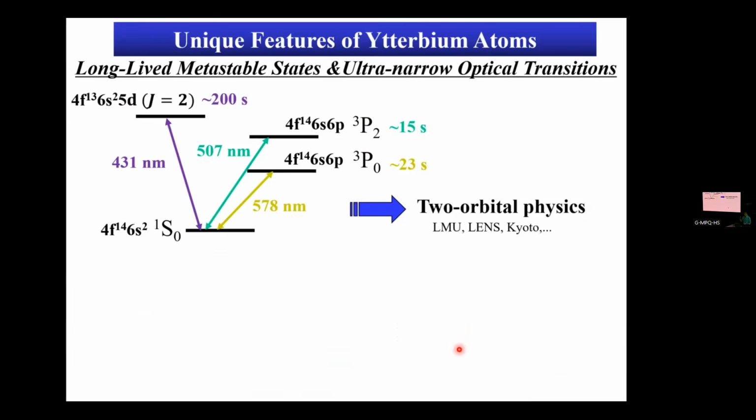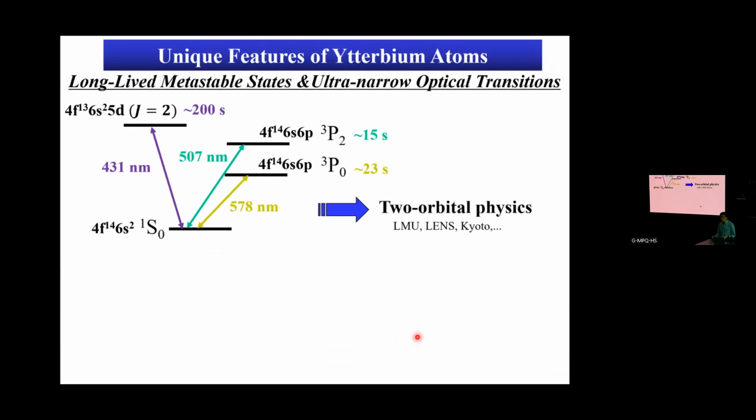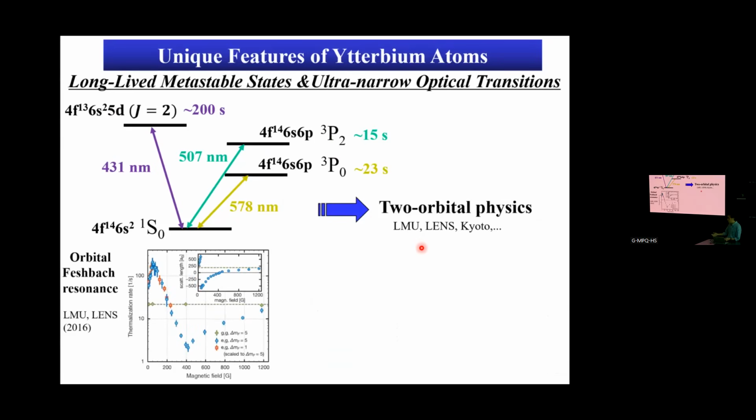Okay, and the existence of these long-lived metastable states is also useful for the study of two-orbital physics. One illustrative example is the observation of the orbital Feshbach resonance, like this. And in fact, there are many exciting experiments carried out using this orbital Feshbach resonance.